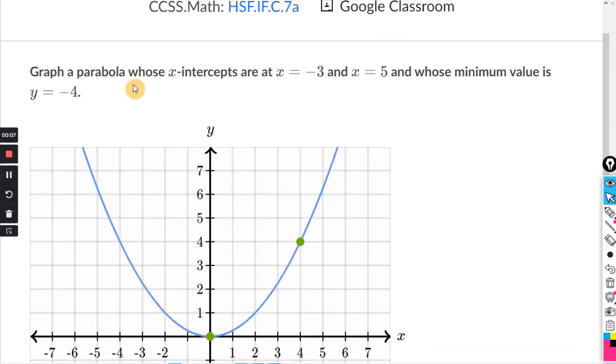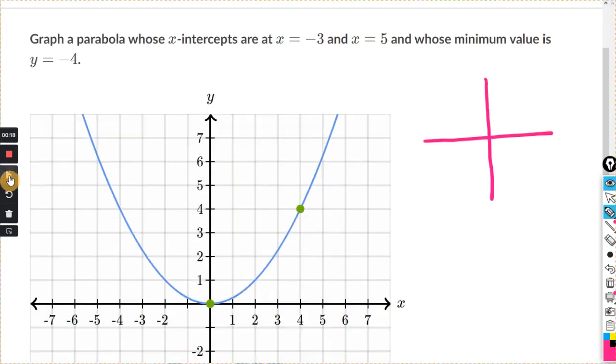All right, it says graph a parabola whose x-intercepts are at x equals -3 and x equals 5, and whose minimum value is y equals -4. So I'm going to do a quick sketch myself before I manipulate their graph. It says the x-intercepts are at x equals -3 and x equals 5. Of course, the x-intercepts are where the graph crosses the x-axis.